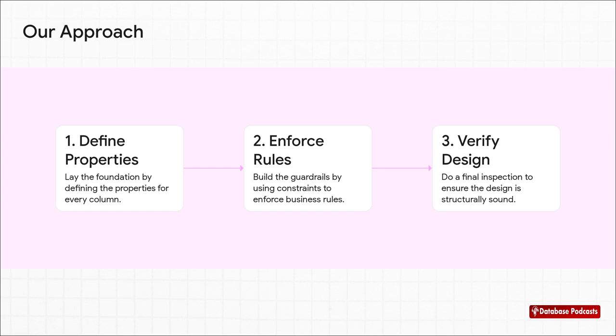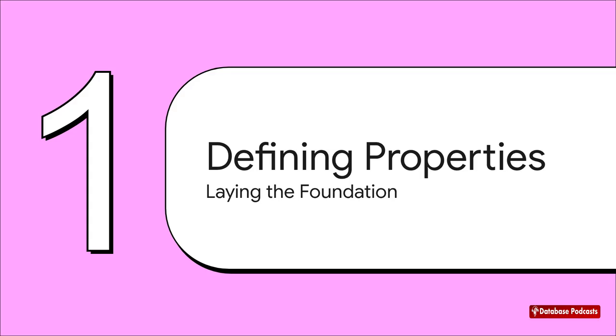Let's dive in. Okay, so think of this first step like you're choosing the materials for a house. Before you can build anything, you have to decide, is this beam going to be wood, steel, concrete? In the world of databases, that means picking a data type, deciding if a column can be left empty, and maybe giving it a default value. Getting this right from the start is absolutely crucial.